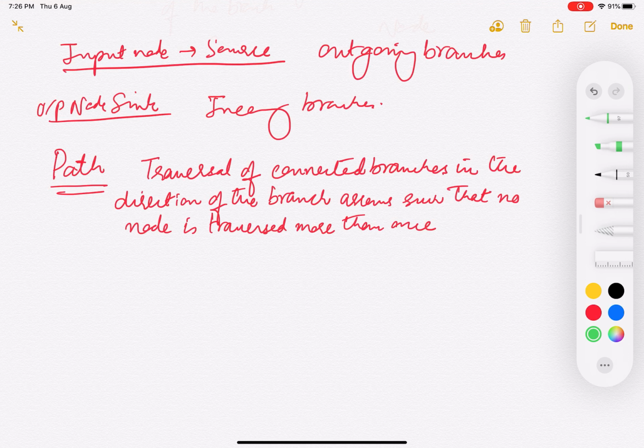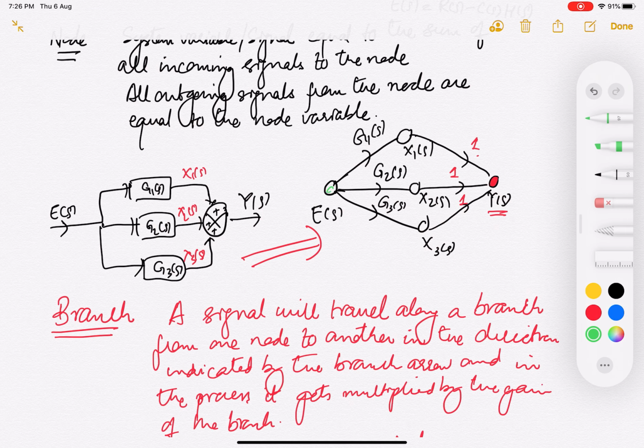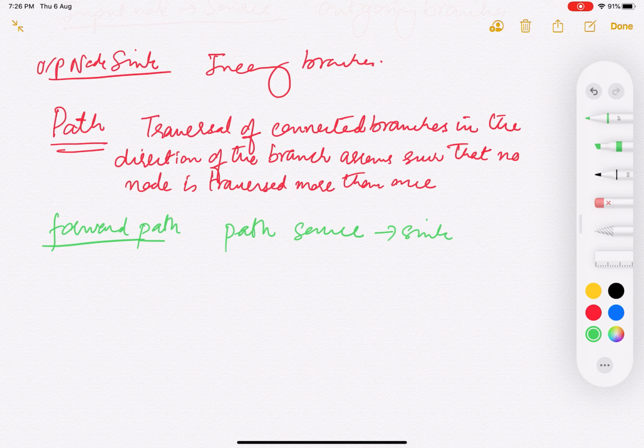And then you have forward path. A forward path would be a path from source to sink. It could be one or it could be many. There could be many paths from source to sink. For example, in this case, this is your source and this is your sink, and you have these forward paths. This is one forward path, this is another, and this is another. There are three forward paths.